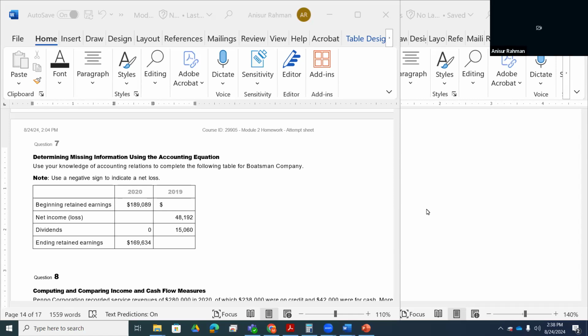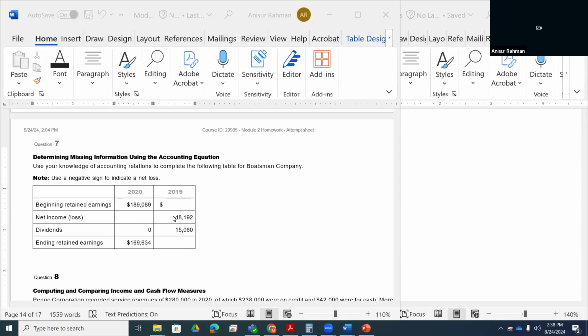The first problem I want to solve is this one. Determining missing information using the accounting equation. Use your knowledge of accounting relations to complete the following table for Boatsman Company. Use a negative sign to indicate a net loss. We have 2 years of data, 2020 and 2019.